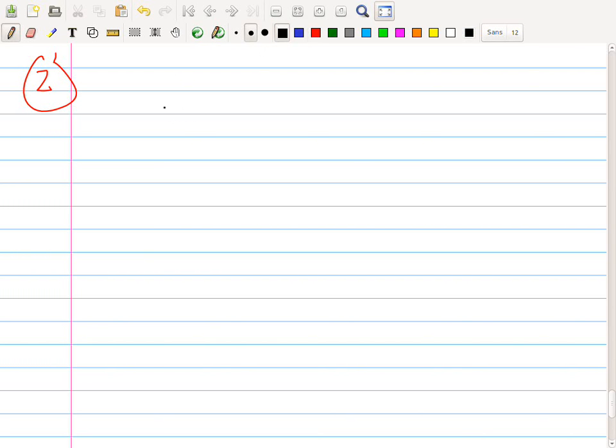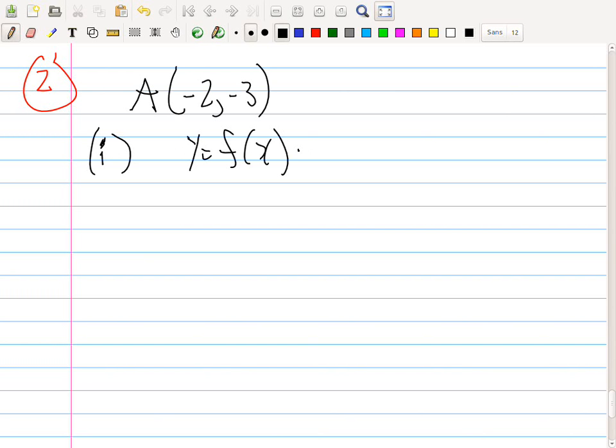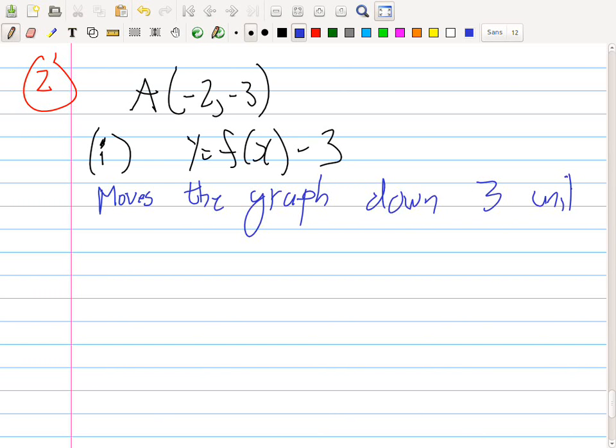So, first question: you're given a curve and you're told that the minimum on the curve is this point, -2, -3. They want you to describe some transformations. The first one is y equals f(x) minus 3. What does this do? It moves the graph down vertically, 3 units down the y-axis.